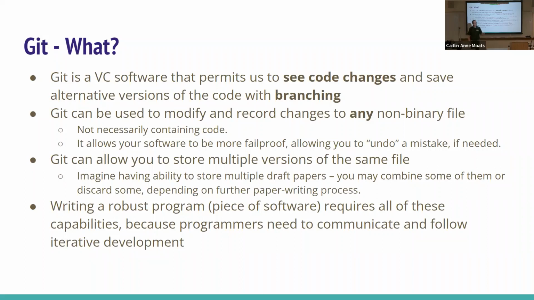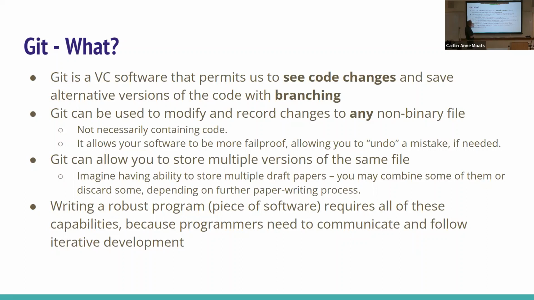So it's really nice. It provides this little safety net, security blanket, however you want to describe it. And so it's so nice. Yeah, so you can store multiple versions of the same file. Imagine having the ability to store multiple draft papers, right? Combine some of them or discard some, depending on the further paper writing process. And so a similar idea here applies with regards to what Git can do for us.